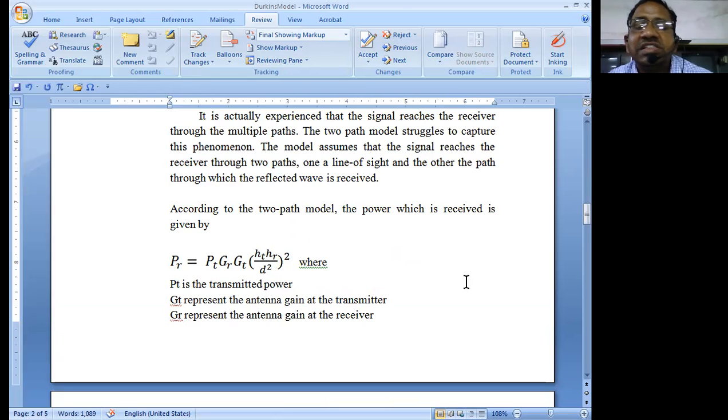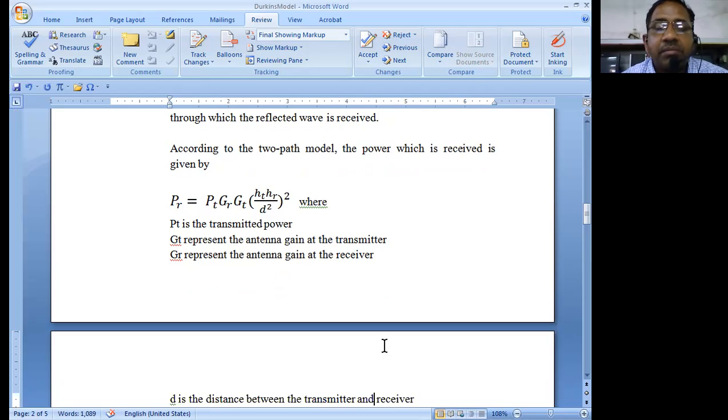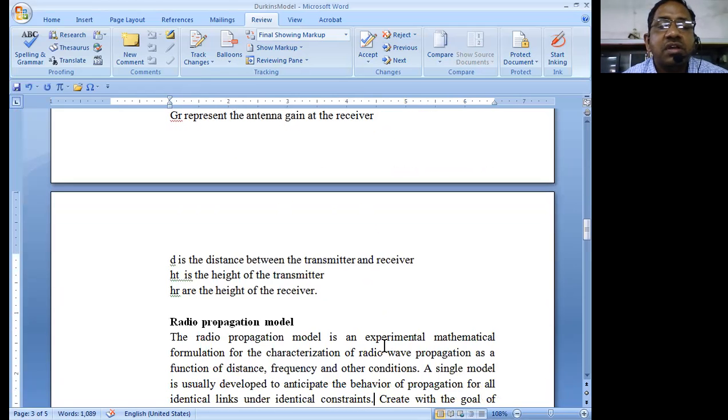Under this condition, we can have the relationship for the received power as PT GR GT into (HR HT by D square) whole square, where HT and HR are the different things in comparison to the Friis transmission equation, known as the height of the transmitting and receiving antennas.